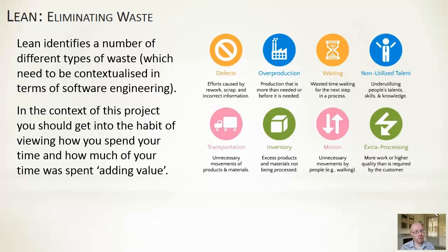Non-utilized talent, where you have people that are not being used to the fullness of their ability. Extra processing, doing more work than's really needed. Motion, so unnecessary movements by people, e.g. walking, so again, that's getting people in a nice, good environment. Inventory, transportation, so there's lots of different types. They have to be contextualized in terms of software engineering. For us, it is genuinely useful to take that step back and to think, am I spending my time adding value to the project?